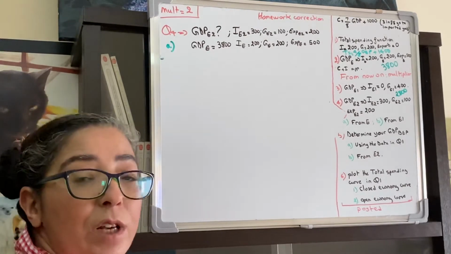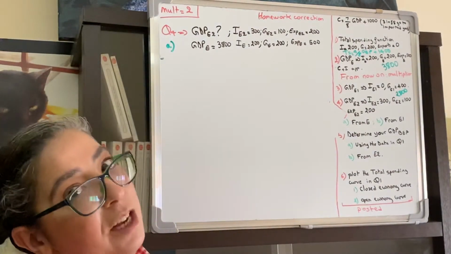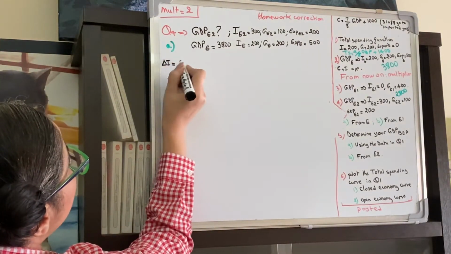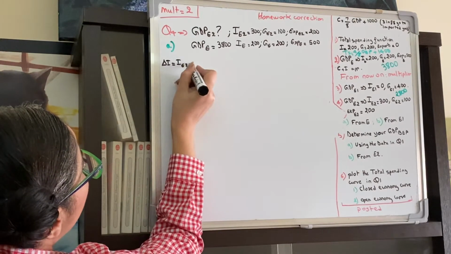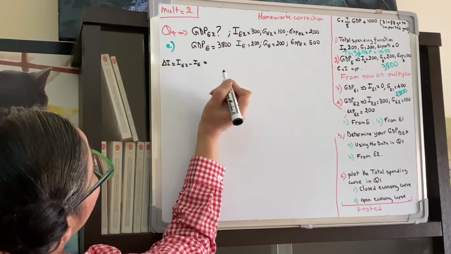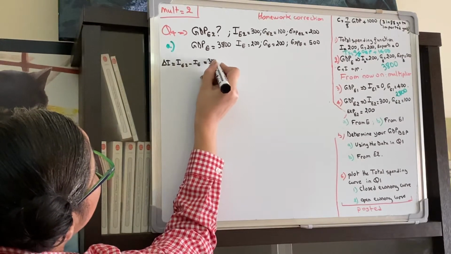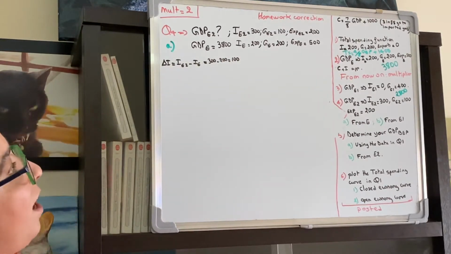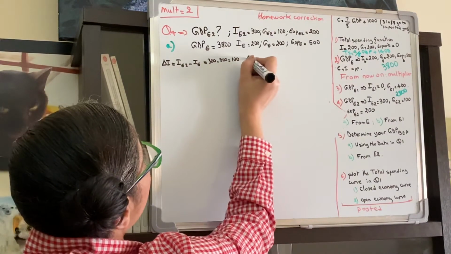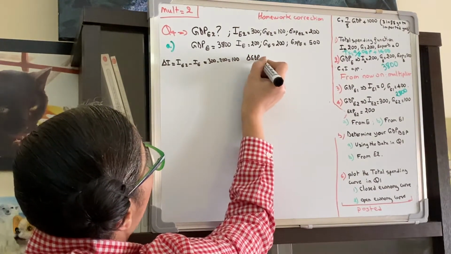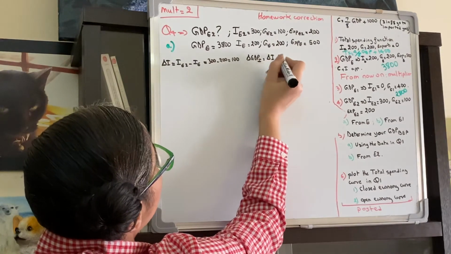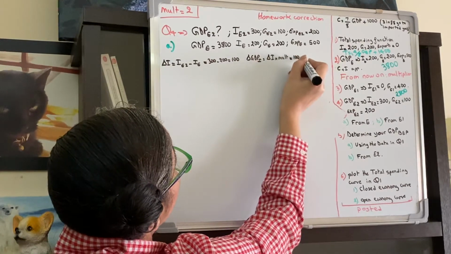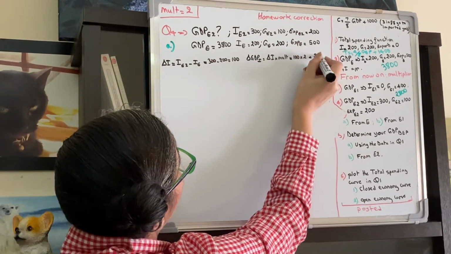I'm going to calculate my deltas and then my delta GDPs. I'm going to start here. So delta I is equal to IE2 minus IE, which is equal to 300 minus 200, which is equal to 100. That's my delta I. So delta GDP due to I would be delta I times the multiplier, which is equal to 100 times 2, which is equal to 200. Okay?